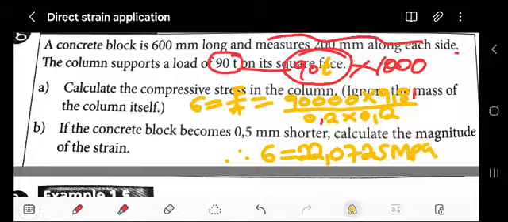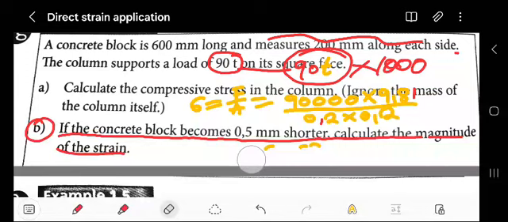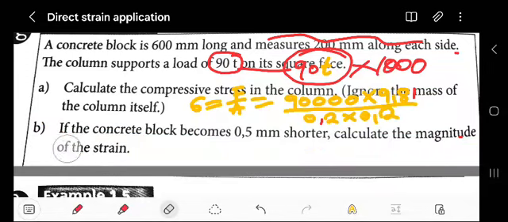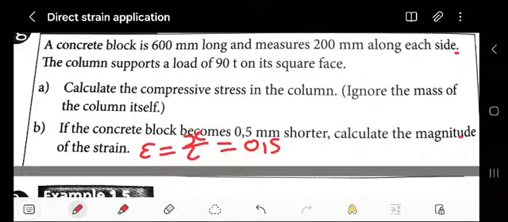So yeah, we have B. If the concrete block becomes 0.5 millimeters shorter, which is compressive, calculate the magnitude of the strain. Now it's reducing in size, it becomes shorter. So we should calculate the magnitude of the strain. We know that the strain is x over L. What is the change in length? It became shorter by that, so that means it's the change. But originally it was 0.6.